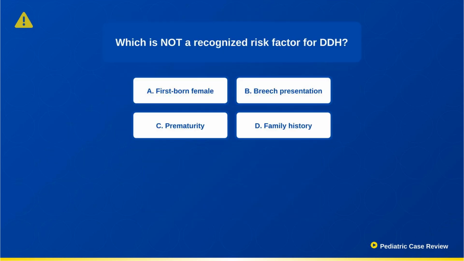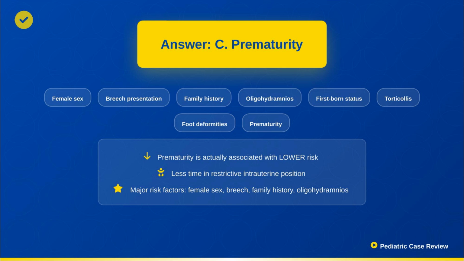Which of the following is not a recognized risk factor for developmental dysplasia of the hip? A. Firstborn female. B. Breech presentation. C. Prematurity. D. Family history. The correct answer is C.